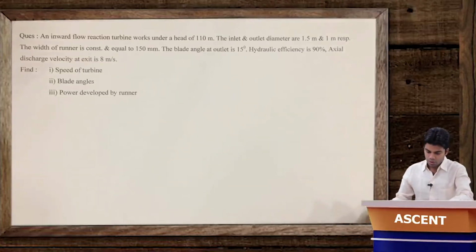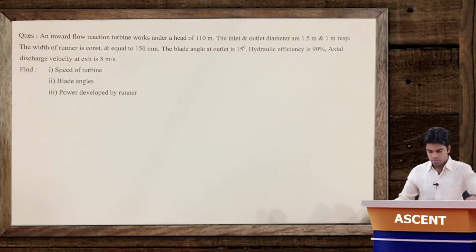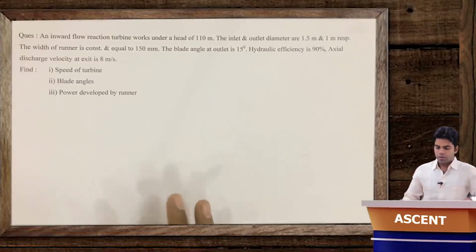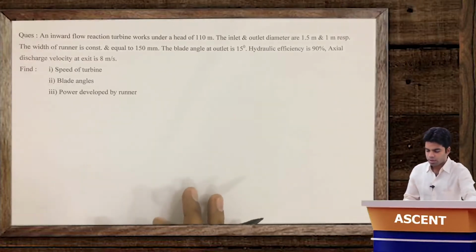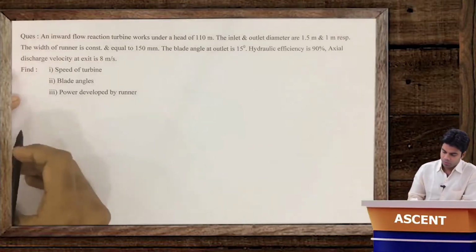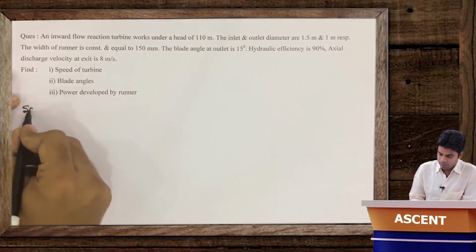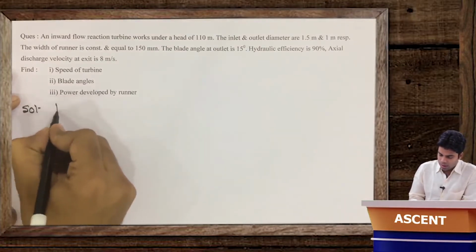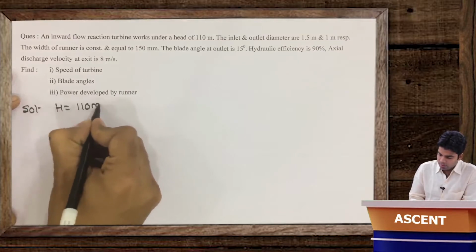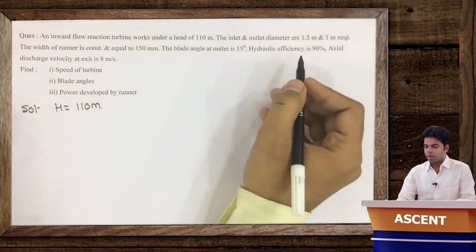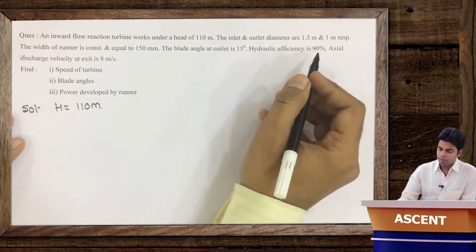Okay, so now we will solve one question related to this Francis turbine. An inward flow reaction turbine works under a head of 110 meter. We will write the given data. The head is given as 110 meter. The inlet and outlet diameter are 1.5 meter and 1 meter respectively.